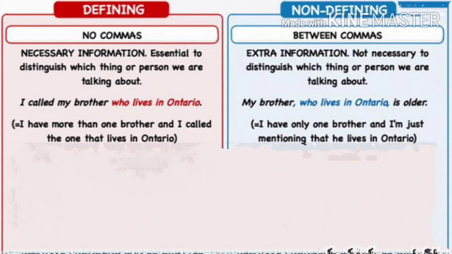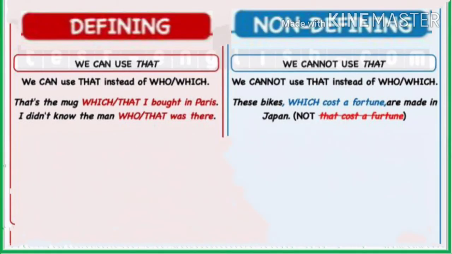So when we give necessary information, that is defining, there we use no commas. When we are giving extra information about a noun, that is a non-defining clause, and we have to write the relative clause in between commas. Next difference, we can use that in a defining clause. We cannot use that in a non-defining clause.